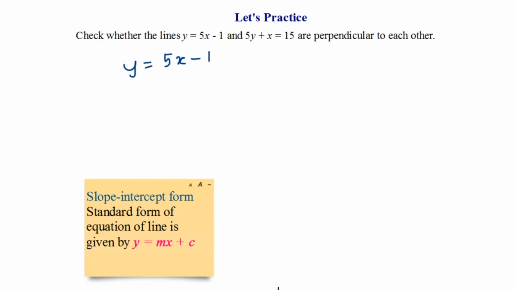What is the coefficient of x? The coefficient of x is 5. And hence, the gradient of this line is equal to 5. Let's say the gradient is m1 and that is equal to 5. Let's take a look at the second line, which is 5y + x = 15. Now, in order to find the gradient, I will first get the line in this form. So let's move all the x terms on the right side.